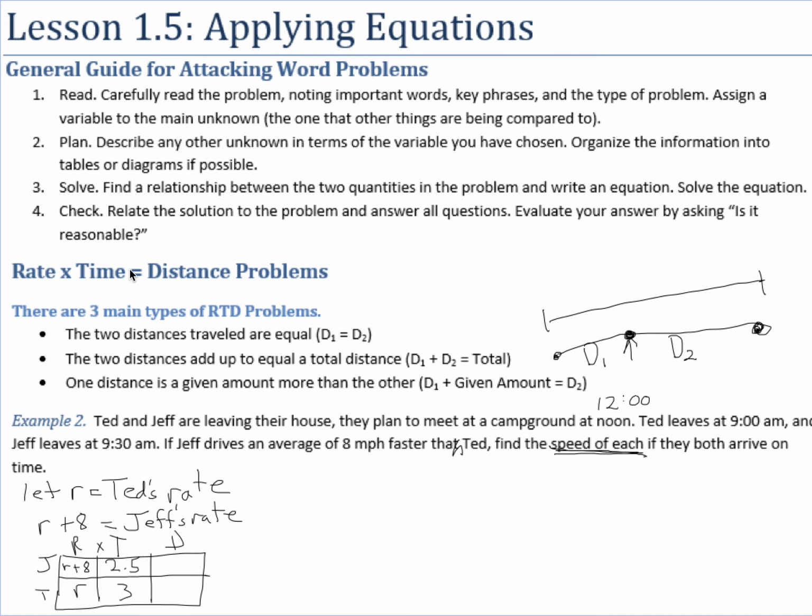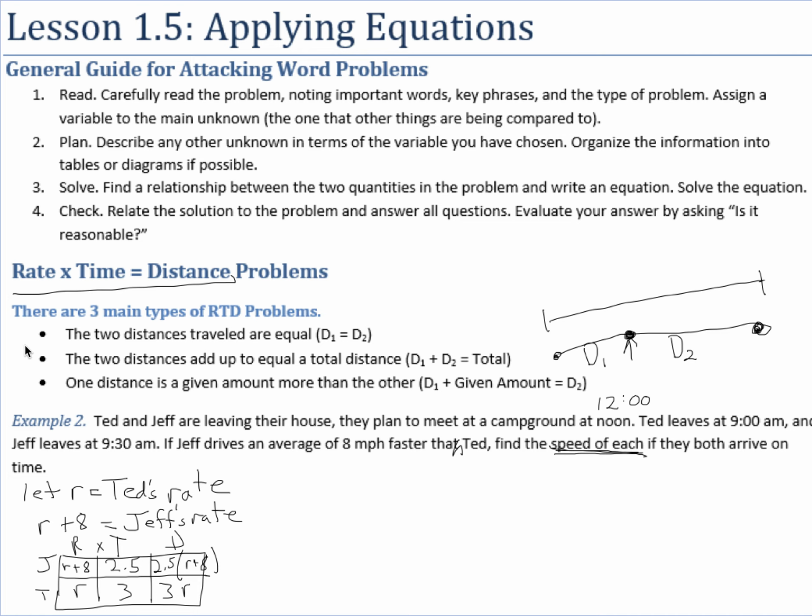Well, we know that rate times time is equal to distance. So rate times time equals distance. So in this distance, try to squeeze this in here. This is our 2.5 times our R plus 8, because that's rate times time. And here, rate times time, we'll just put 3R. So these are the two distances, Jeff's distance and Ted's distance.